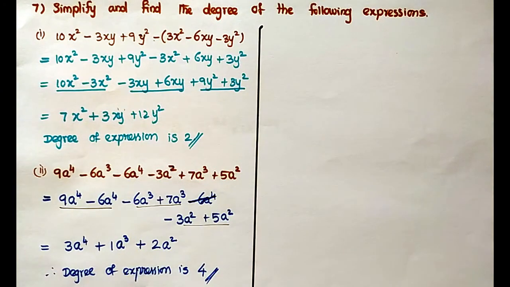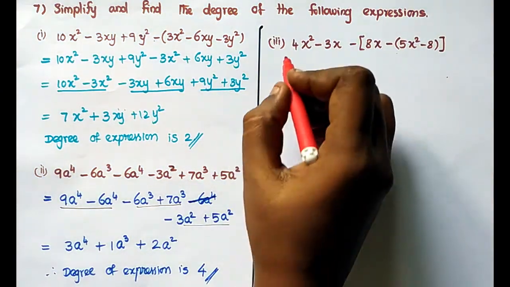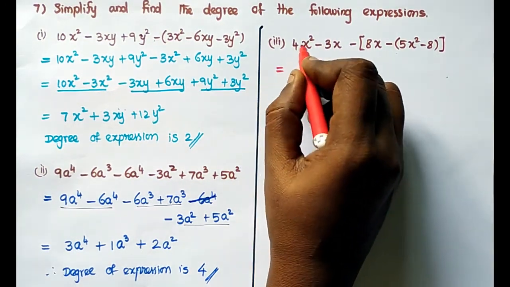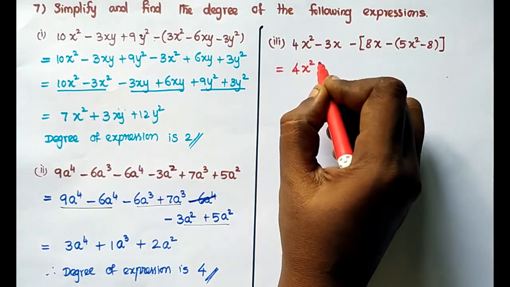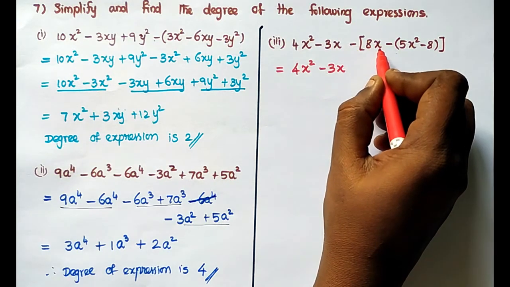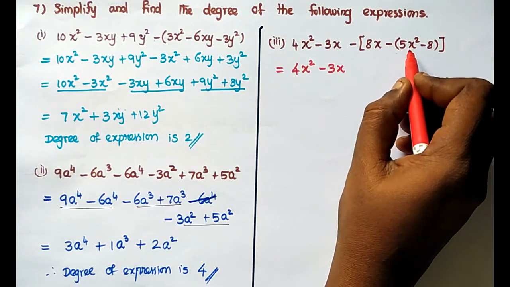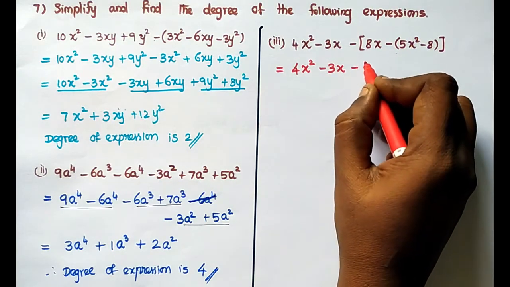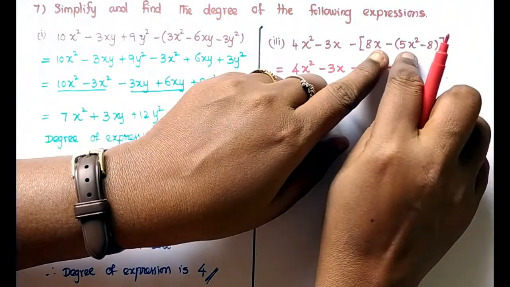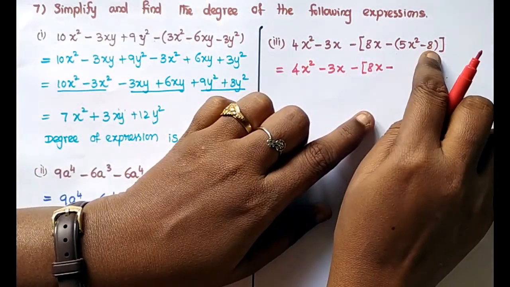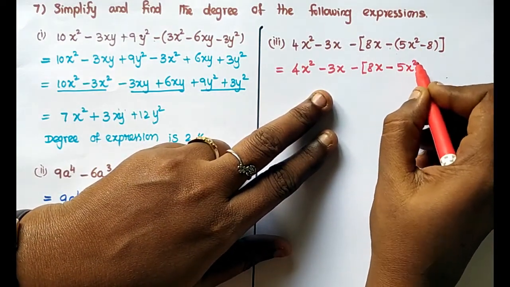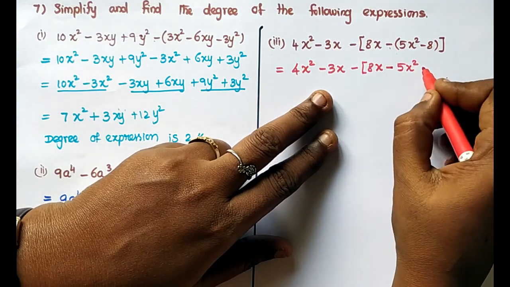Next one. Third one, 4x squared minus 3x. There is no bracket, so write down as it is 4x squared minus 3x. Here minus 8x and minus inside the bracket also. So first write down 8x as it is. Now solve this bracket. Inside the bracket we have no sign, so solve this bracket first. So minus into plus is minus 5x squared, minus into minus is plus 8.